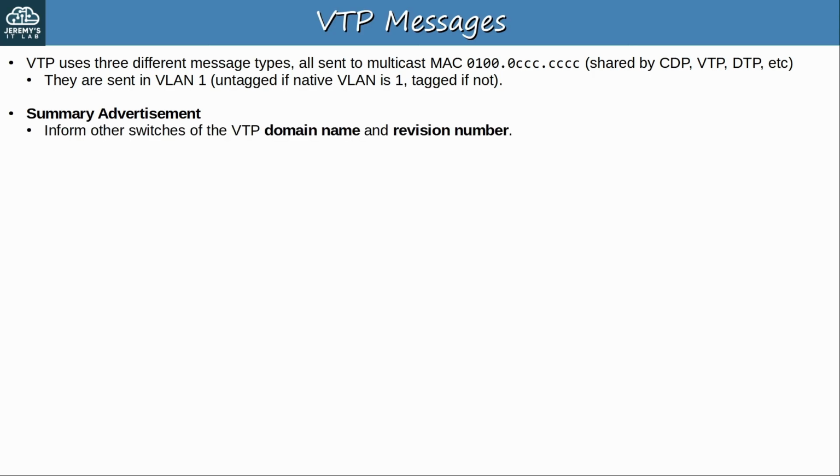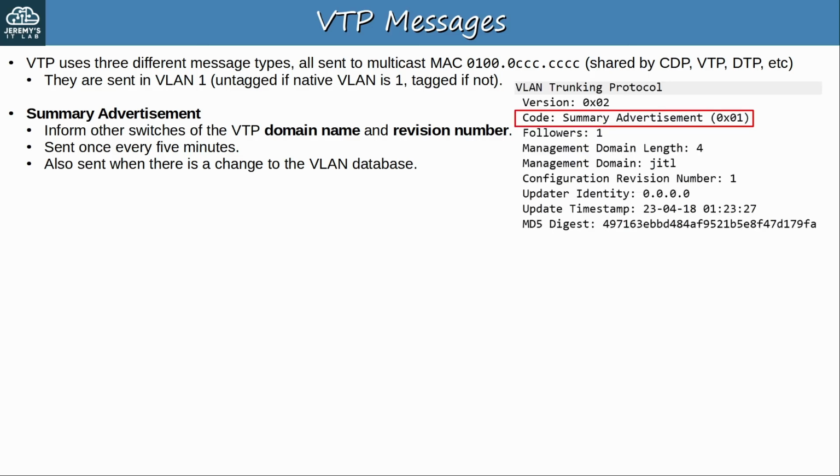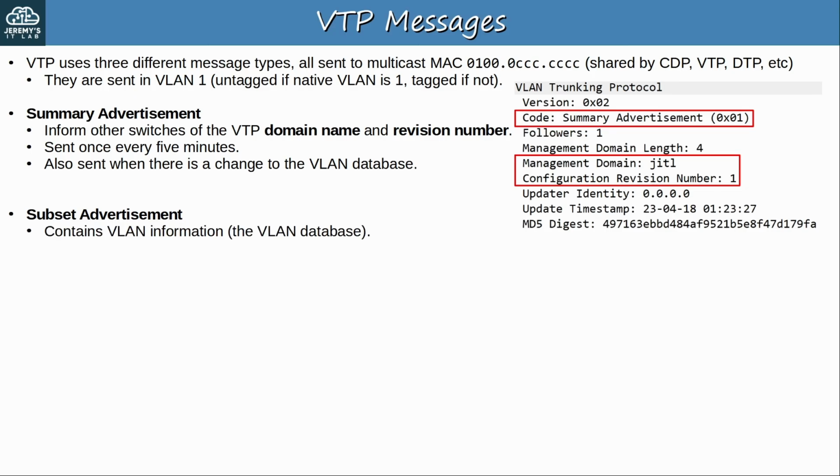These messages inform other switches of the VTP domain name and revision number. They are sent once every 5 minutes, and also when there is a change to the VLAN database. Here's a summary advertisement message, indicated with code 1. There's not much information in these messages, beyond the domain name and revision number. The next message type is subset advertisement. These messages contain VLAN information, the VLAN database. And depending on the number of VLANs, multiple subset advertisements might be needed to share the whole database.